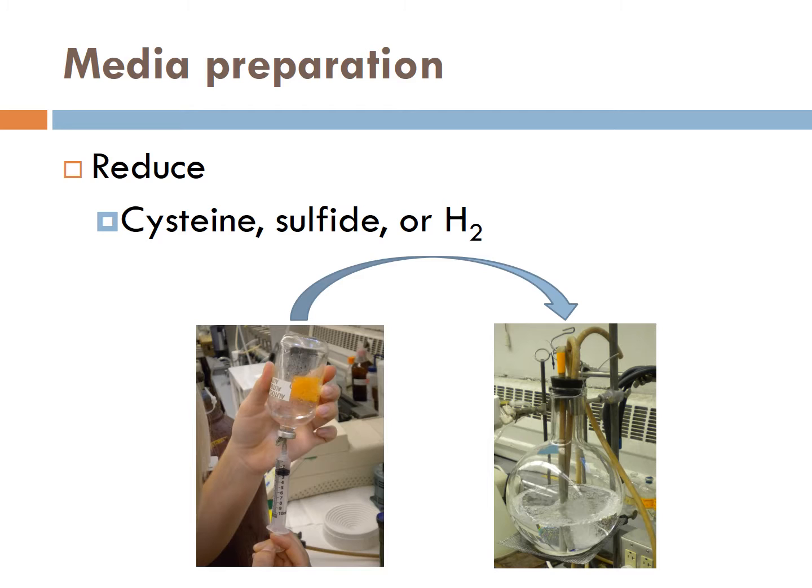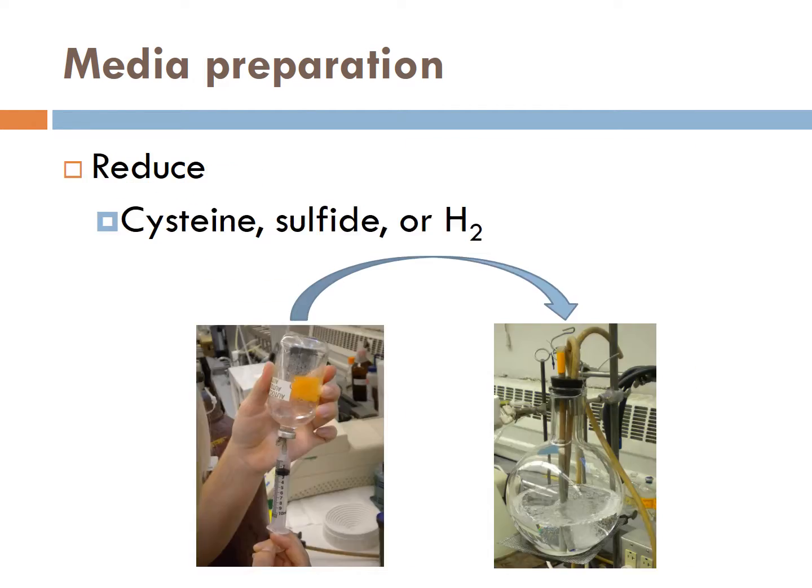You may have noticed in the last slide that the media was blue. Now it's colorless. Earlier, we added a redox indicator, resazurin, which is blue when it's oxidized. It turns pink and then colorless as it's reduced. The fact that the media has turned from blue to now colorless means that it's fully reduced. Removing the oxygen was not enough, we had to add the reducing agent.